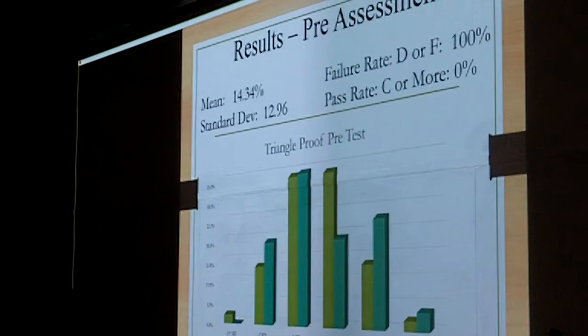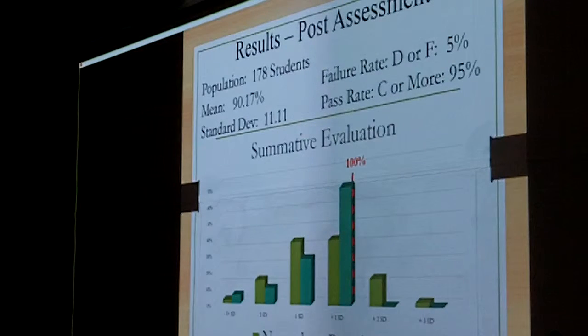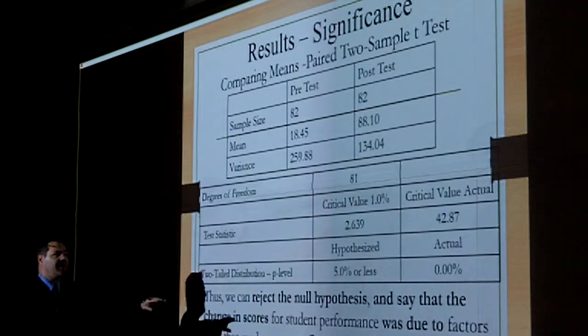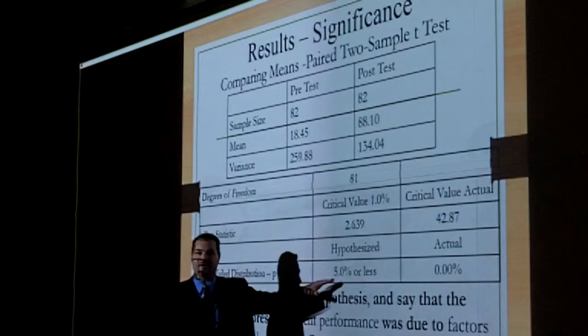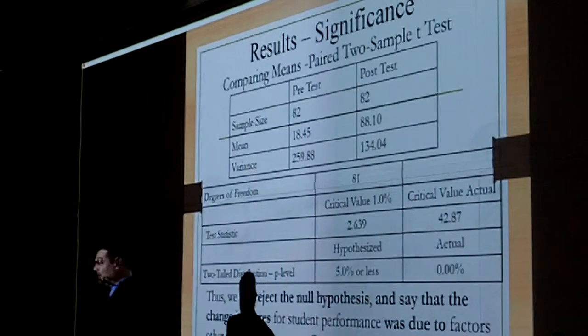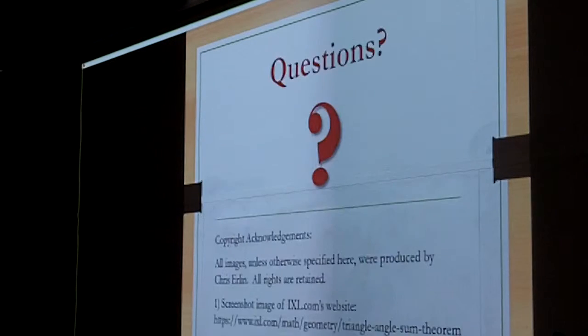The pre-assessments showed they didn't understand it: 14% average, 100% failure rate. They didn't get it before the testing, right? But afterwards, 90% average, 95% passed with a C or better, only 5% failed with a D or an F. And using the statistics, I was able to demonstrate that while a 2.639 alpha value was necessary to suggest that the learning was relevant and not due to random chance, I got a 42.87. Highly effective learning. So I got to rush through this. Compared to last year's, it worked really well.